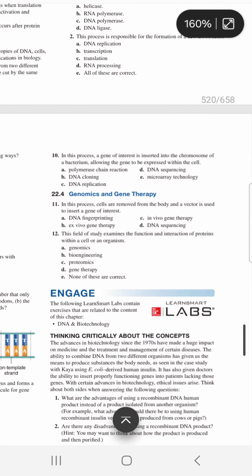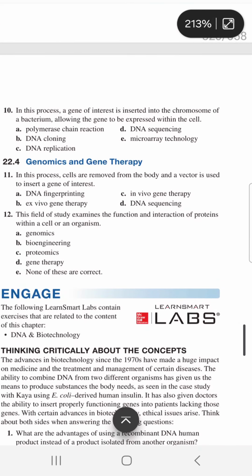Question number 10. In this process, a gene of interest is inserted into the chromosome of a bacterium, allowing the gene to be expressed within the cell. So this is basically the process of genetically engineered bacteria. Let's take the example of insulin. I will take the gene for insulin, for example from a human cell, and I will add this gene into the bacterial plasmid. I will also add a transcription factor.